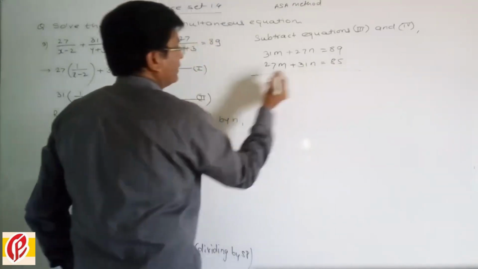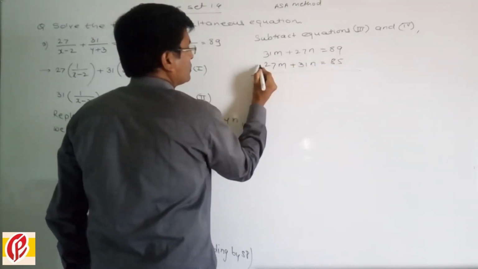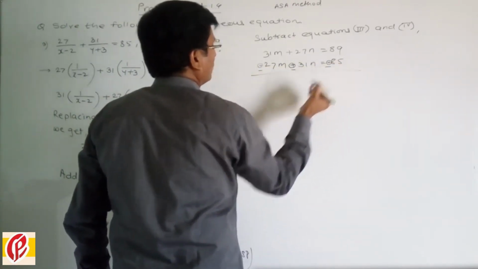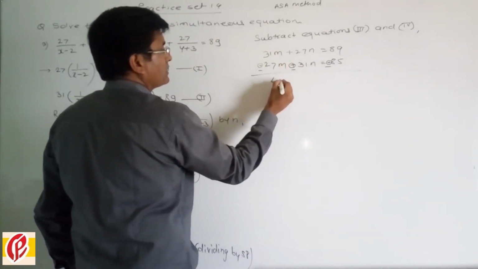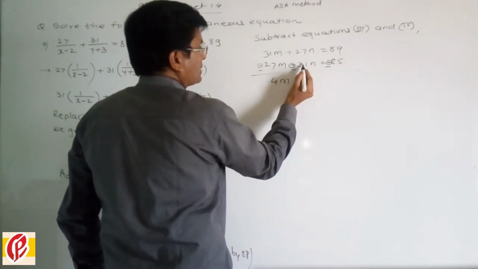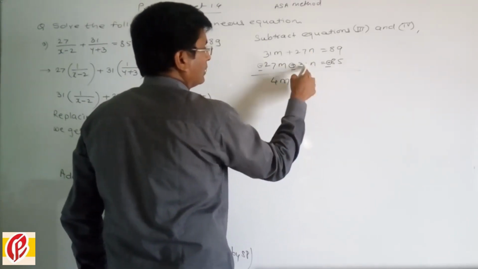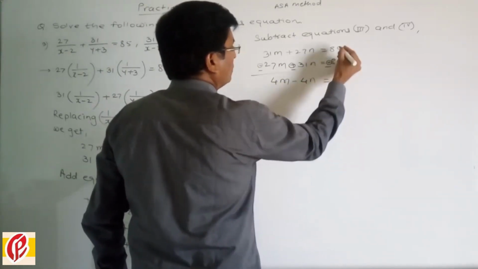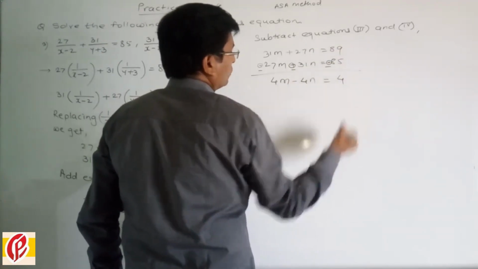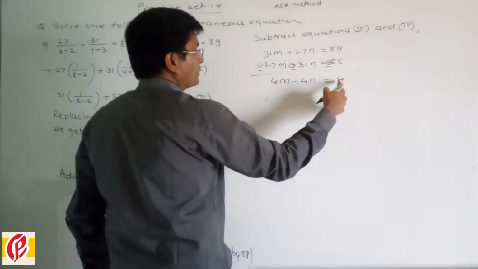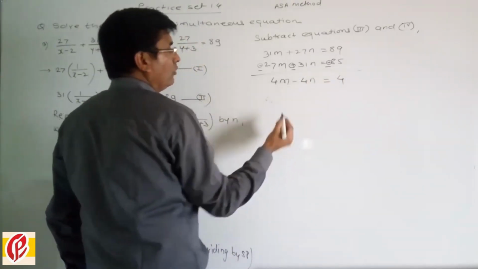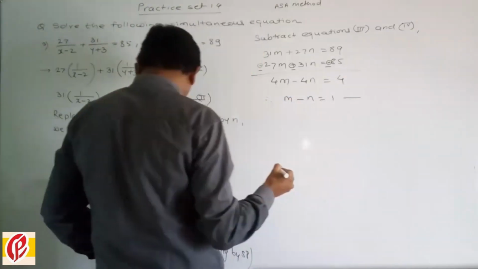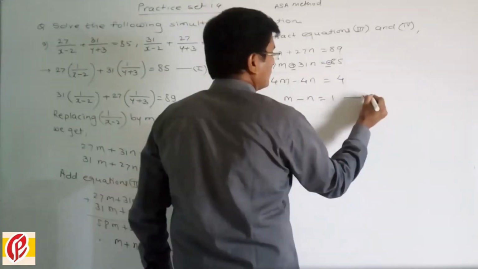Subtraction means change the sign of this 2nd equation. Plus will be minus, here plus will be minus, and here also plus will be minus. So 31 minus 27, that is 4m, plus minus minus, then 31 minus 27, it is also 4n, but it has a minus sign, so here is minus 4n is equal to 89 minus 85, that is 4. So again here is 4, here is 4, here is 4, so dividing this whole equation by 4, m minus n is equal to 4 ones are 4, you get the 6th equation.